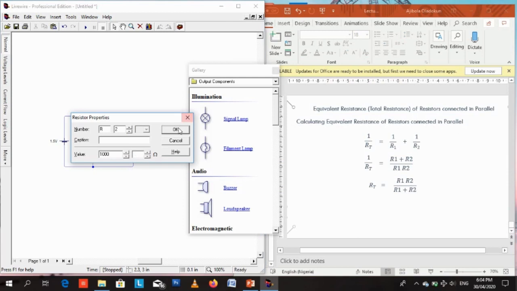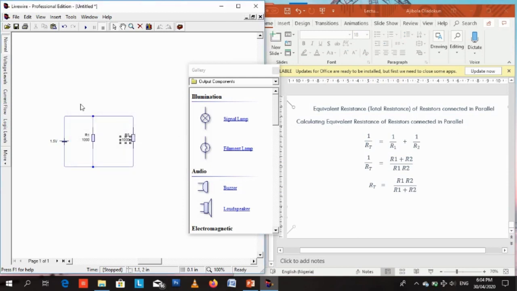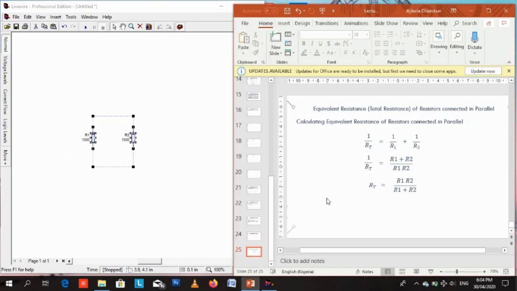So let's go back to Live Wire and change the resistances to 1000 ohms. Actually, 1 kilo ohm is the same thing as 1000 ohms, but just for the sake of illustration, let's stick with 1000 ohms. Now let me copy that image and paste it here. That's two 1000 ohm resistors connected in parallel. If you connect two 1000 ohm resistors in parallel, what would be your total resistance?